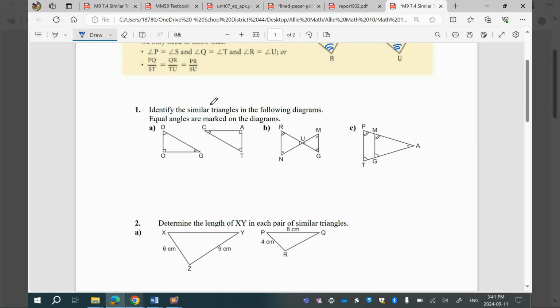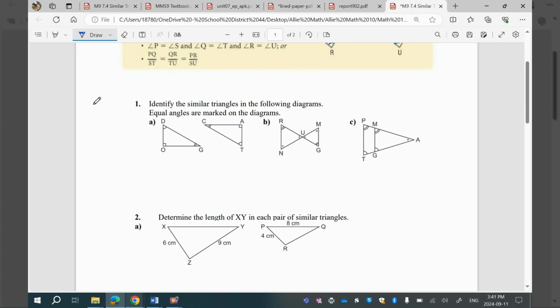Identify the similar triangles in the following diagrams. Equal angles are marked on the diagram. So when we list a triangle, we need to list them in the same order. If we started with this one that just has a single line, we can write that down first. And then we move to the right angle, O, and then we follow it over to the 2-line angle. We got DOG. And this is going to be equal to, here we have to start with the single line over here, T, move to the right angle, A, and then move to the C for TAC. So you might be tempted to do DOG and CAT, but it needs to go in the same order.